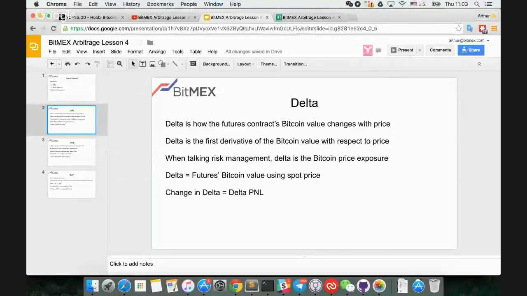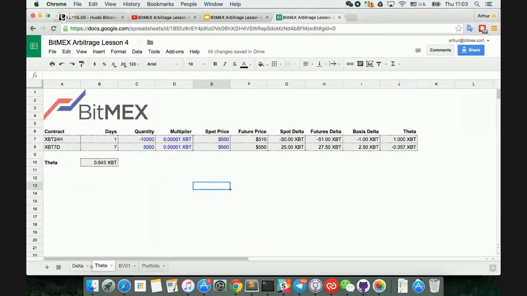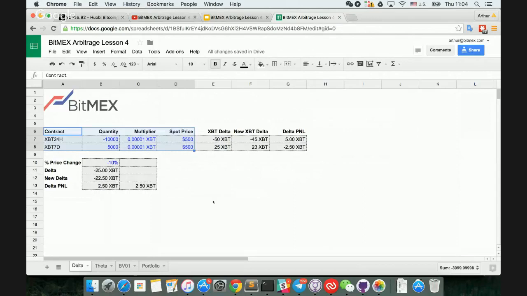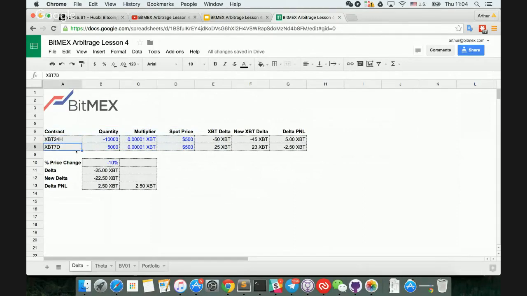So now we'll take a look at our spreadsheet and the Delta tab. So here we have a portfolio of 2 futures contracts. We have a daily and a weekly futures contract, and we have different quantities here. So what we first want to do is construct our Bitcoin delta. And so what we do is we compute the Bitcoin value of each futures contract at the spot price.